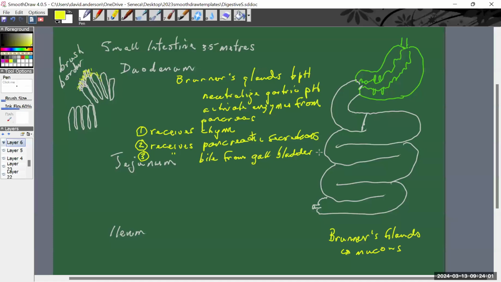And again, the chyme is being introduced. It's acidic, so we're going to neutralize that. Then we're going to activate some of these enzymes, and we're going to be able to complete the digestive process in the duodenum and enter into the jejunum. So it's a continuous tube. So there's going to be a gradual conversion from digestion to absorption as we move along this small intestine.